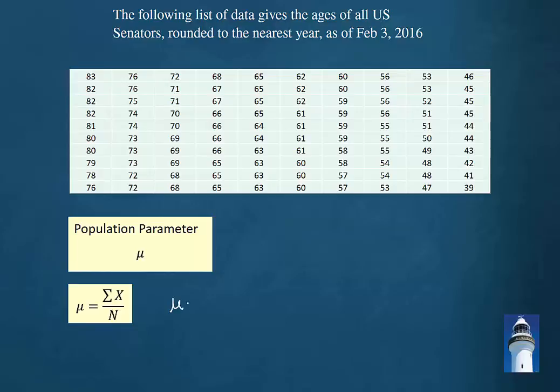And when we do that, our population mean turns out to be 62.2 years. So on February 3rd, 2016, the average age of all of the U.S. senators was 62.2 years old.